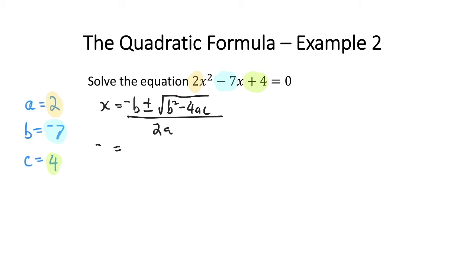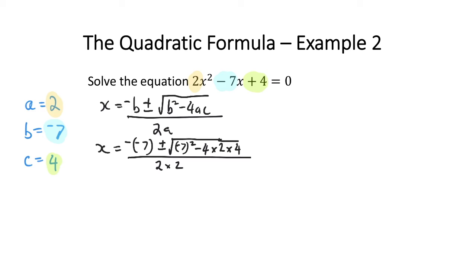Now I can substitute in my values, and x is going to equal negative b, so that's negative negative 7, plus or minus the square root of b squared, so negative 7 squared, minus 4 times a, so 4 times 2, times c, so 4 times 2 times 4, and that is going to be divided by 2 times a, so 2 times 2.